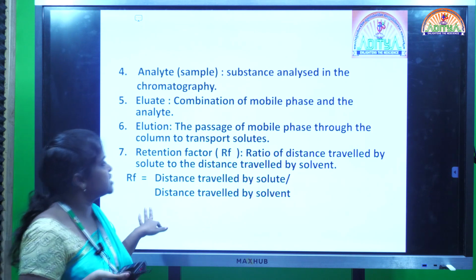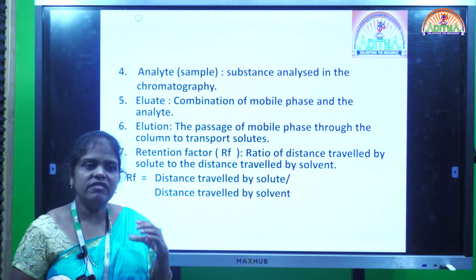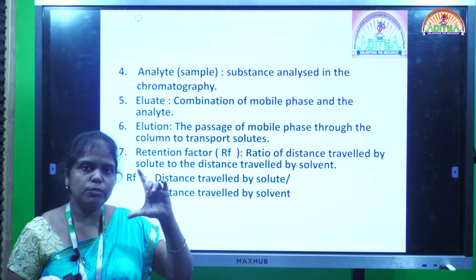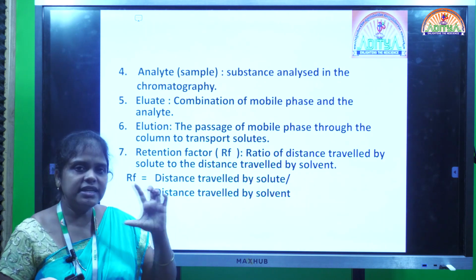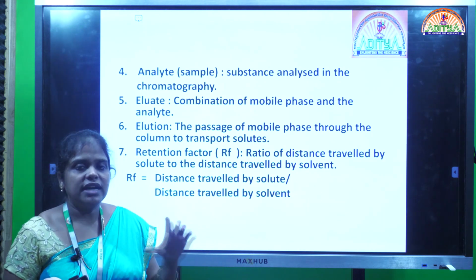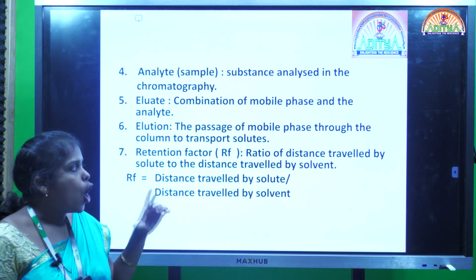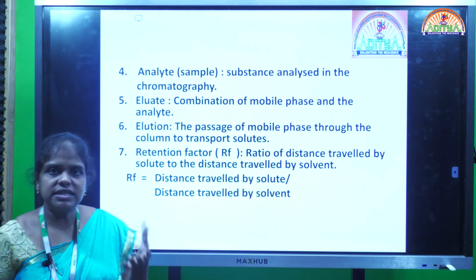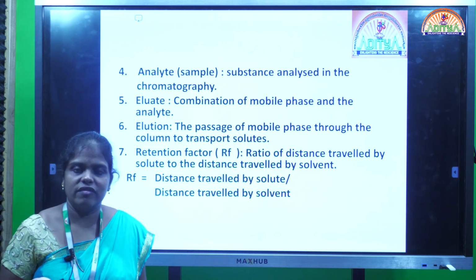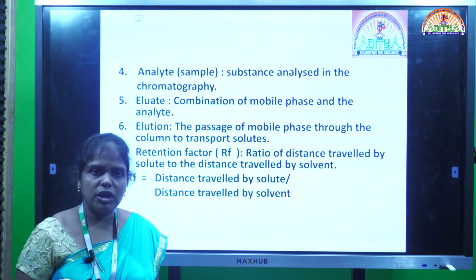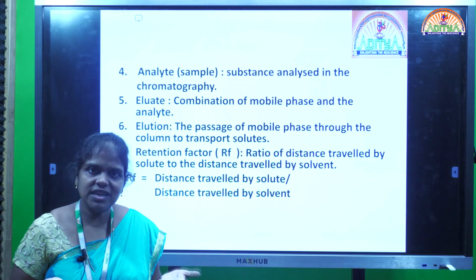And coming to the last technical term, retention factor. I already told you the sample will move along with the mobile phase. Based on the movement only we can detect which compound it is. So how much distance it has travelled, if you determine that distance, it is called the retention factor. That means how much distance the sample has travelled divided by how much distance the mobile phase or solvent has travelled. Already you know the mobile phase will travel, because the nature of the mobile phase is moving.